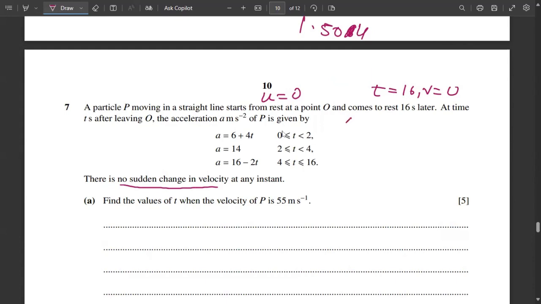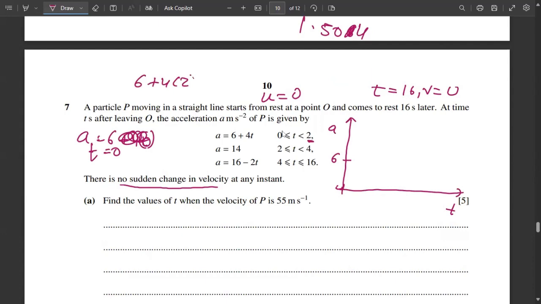Okay. So first, let's make a diagram for the acceleration time graph. Acceleration time. At 0, what will be the acceleration? A equals 6 plus 4t. When t is 0, this entire thing becomes 0. So at t equals 0, A is 6. So this will start from here. And at 2, 6 plus 4 2s are 8, 8 plus 6, 14. That means in 2 seconds, the graph will reach here.